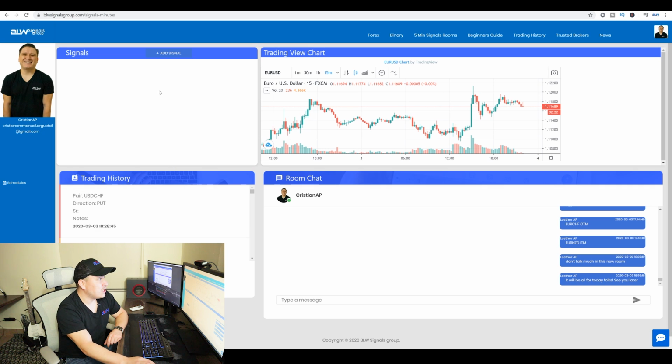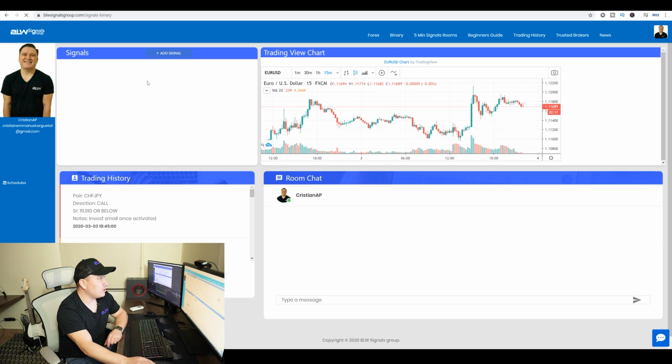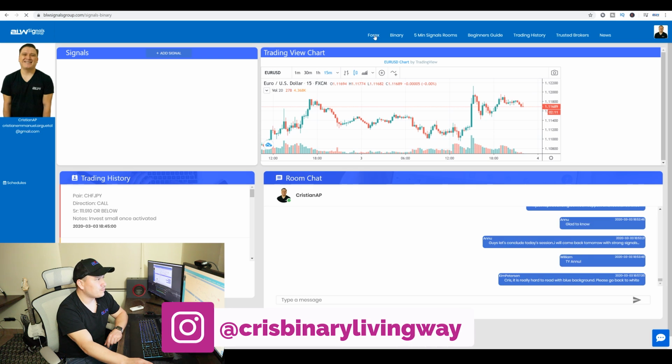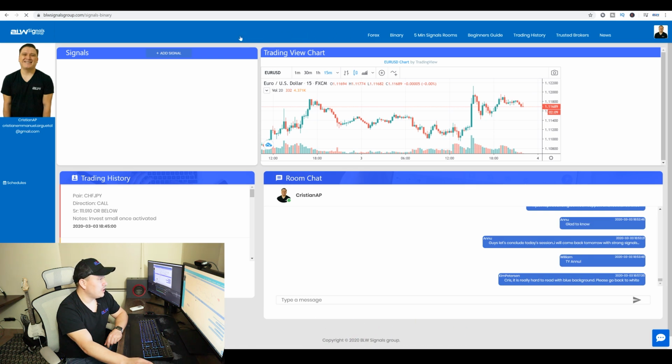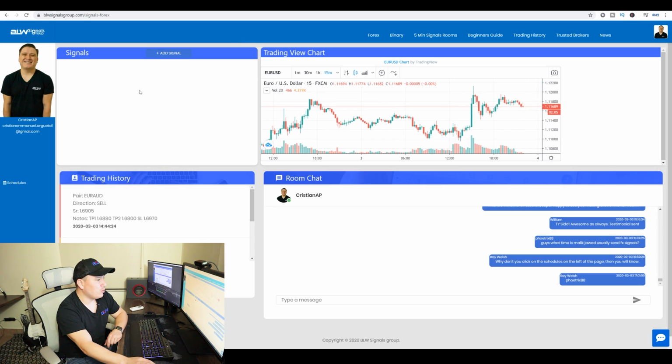How does the room look for the 5-minute strategy? Looks like this. Here are where the signals are coming. Right now there are no signals, and here are where the signals are coming as well for binary. I'm not sure if there are any open signals right now for Forex. We're gonna check it out. Let me see. And here's, of course, the room chat where you can have discussions with people. And no, there are no active signals right now in Forex.